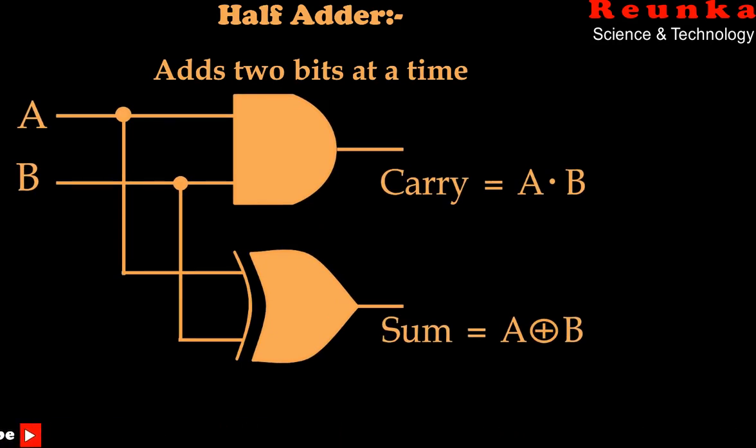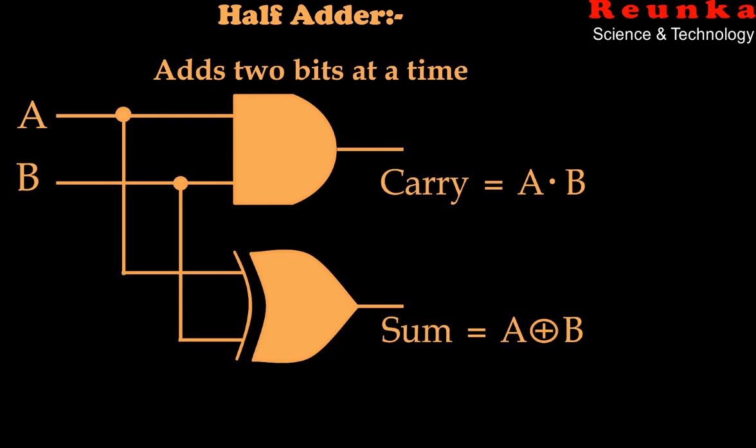Using logic gates, this circuit can be constructed using an AND gate and an XOR gate. The bits to be added are inputted at the inputs of these gates. The output of the AND gate is taken as carry and the output of the XOR gate is taken as the sum. From the circuit diagram you can see input A and input B. These are the variables where the digital data, that is binary data, is to be inputted. This data is applied parallelly to the AND gate as well as to the XOR gate.